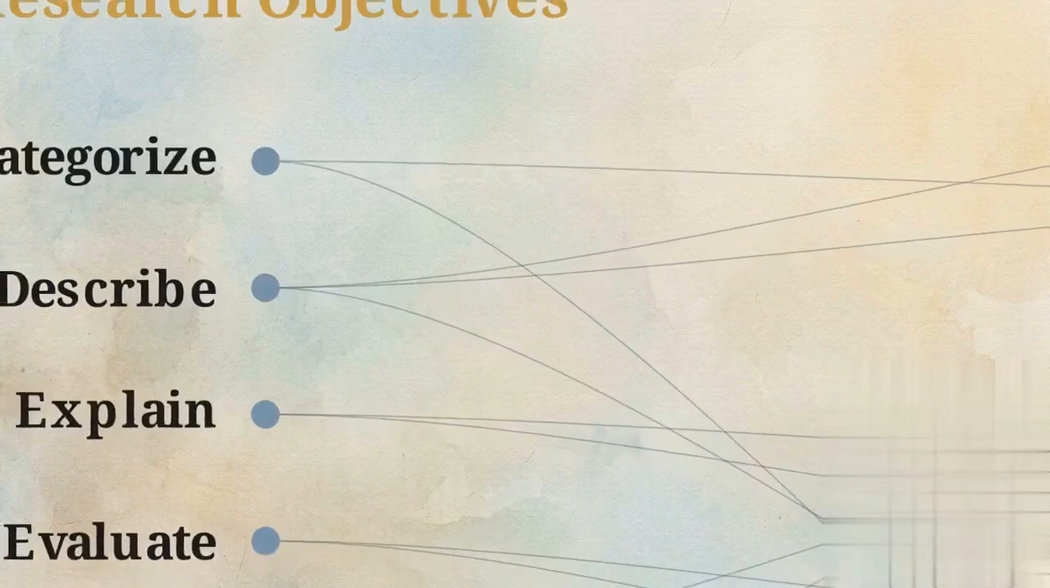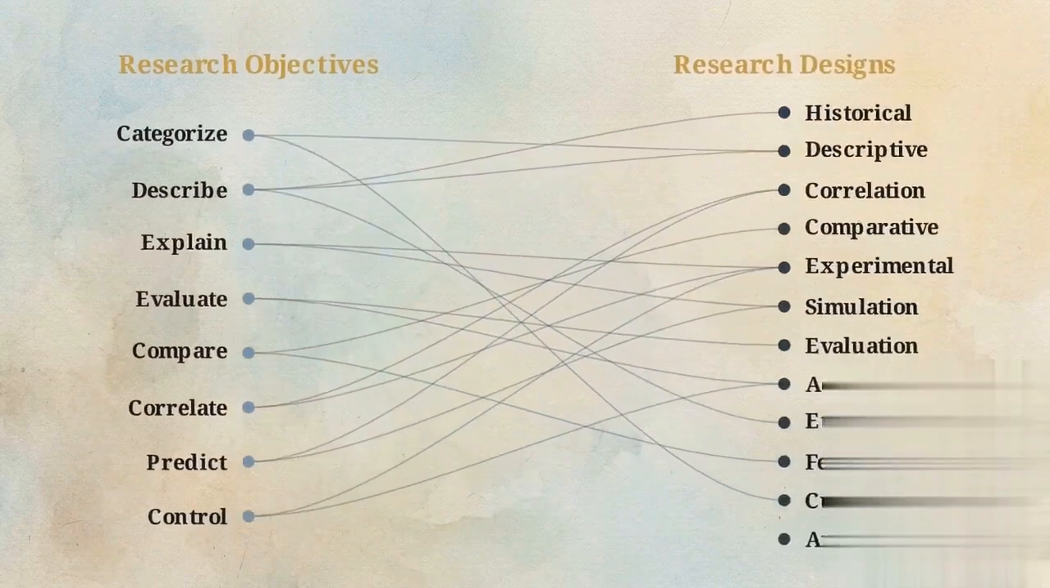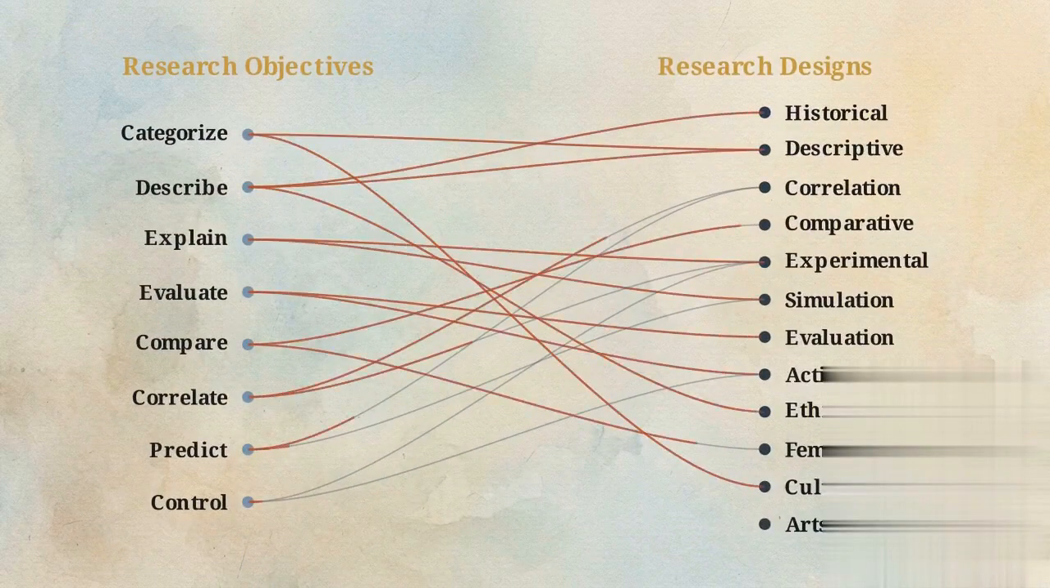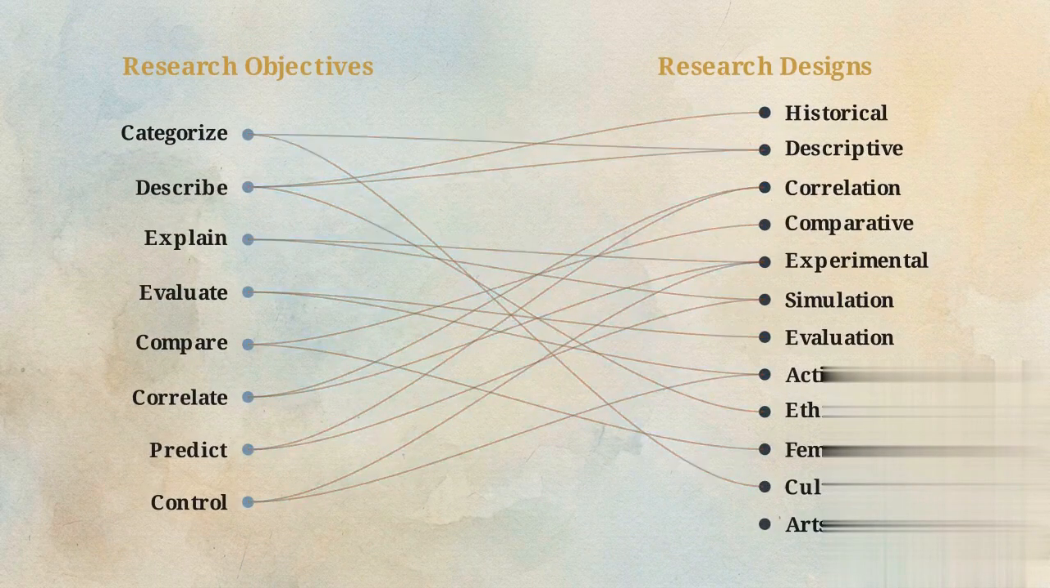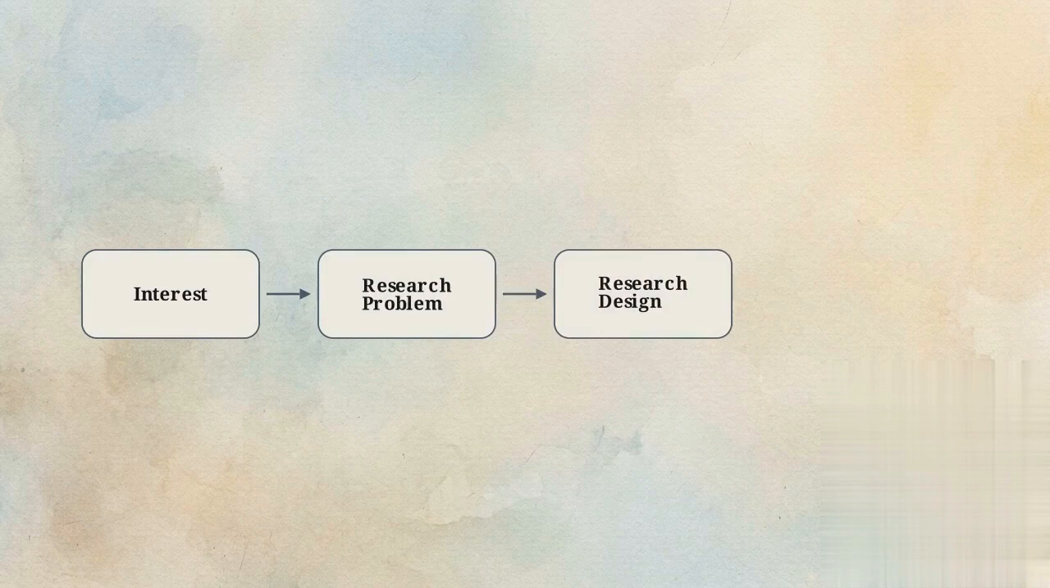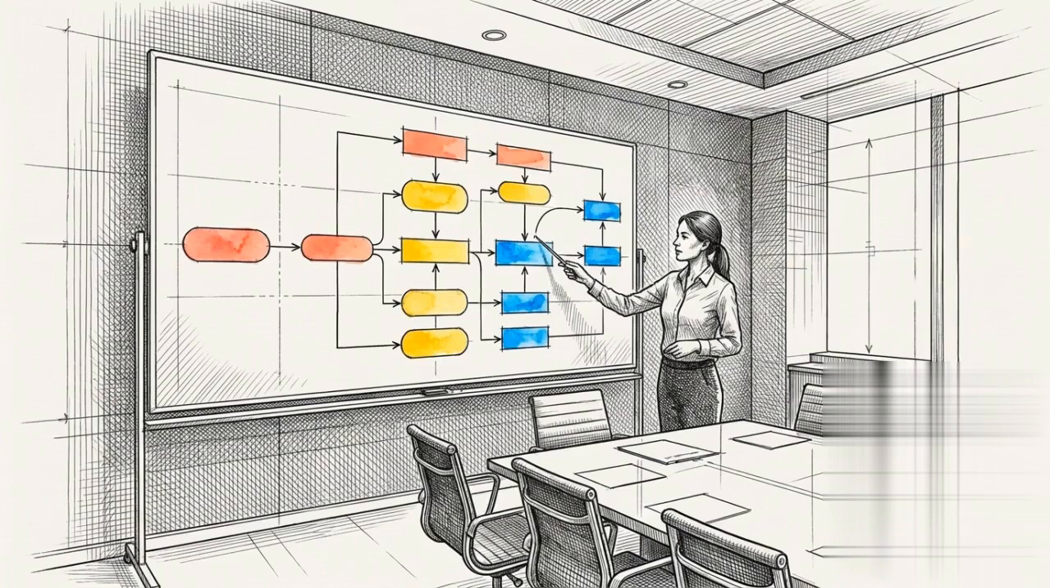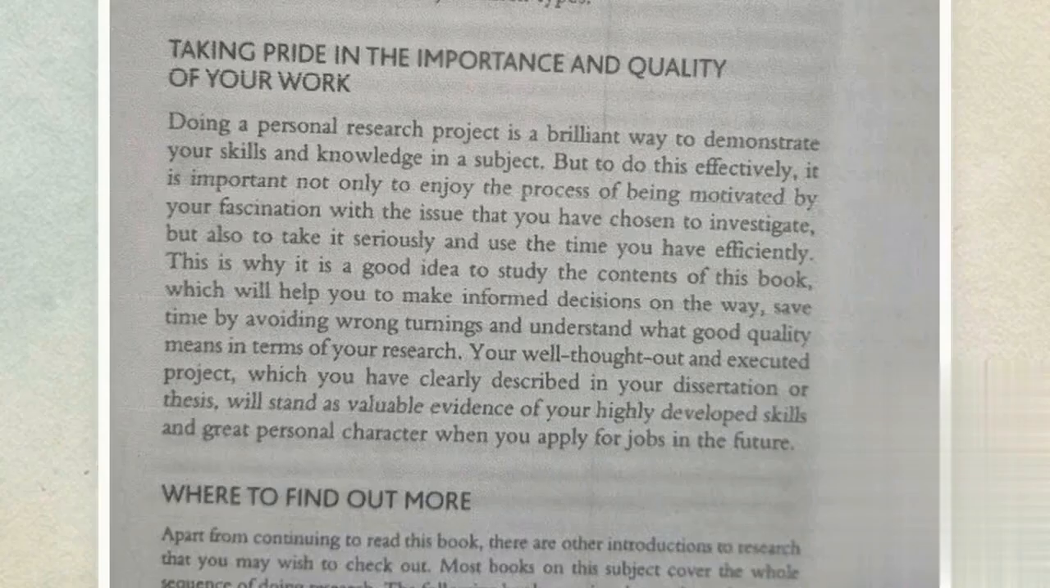When we see the full scope of this architecture, it reveals a complete taxonomy linking basic objectives to complex designs. This creates a linear decision matrix. Your interest dictates the research problem, the problem dictates the structural design, and the design dictates the methods. Mastering these frameworks is a practical requirement for solving logistical problems and advancing your field. Executing this sequence efficiently in a dissertation or thesis stands as evidence of your highly developed skills and intellectual character.